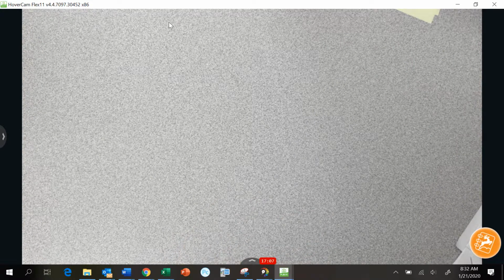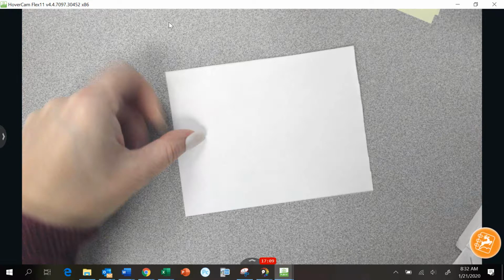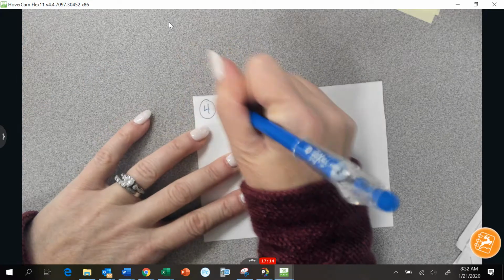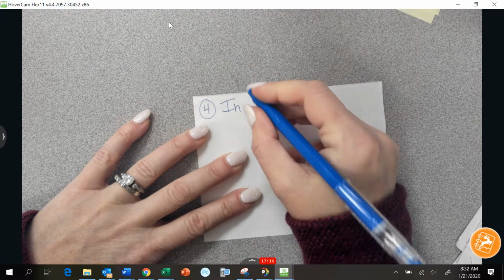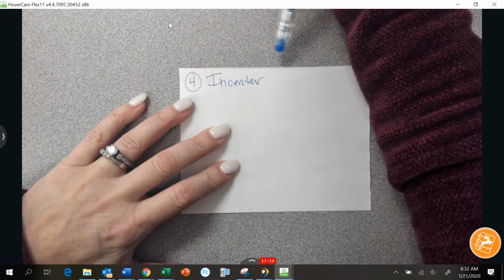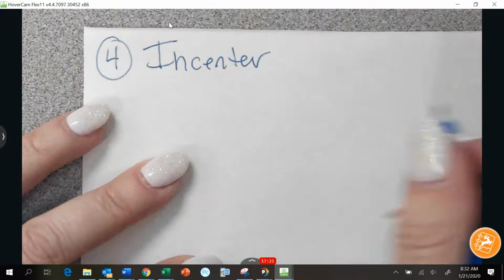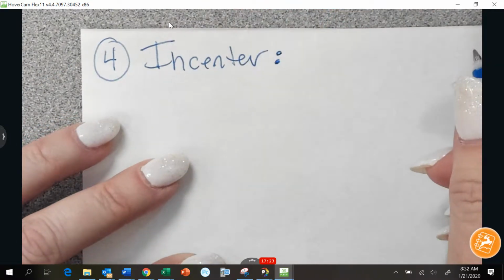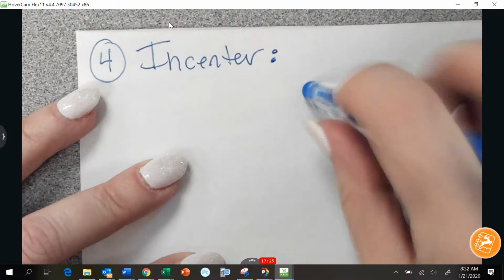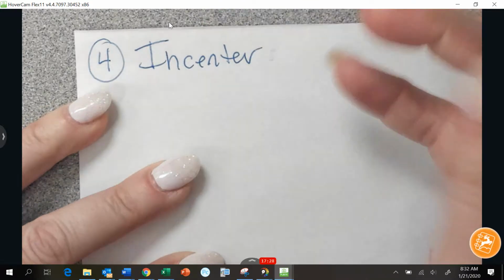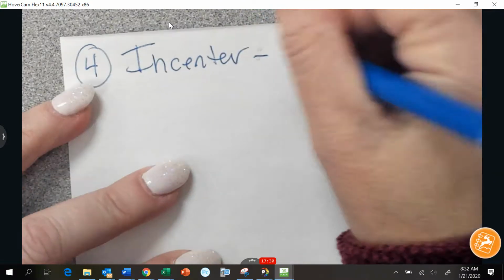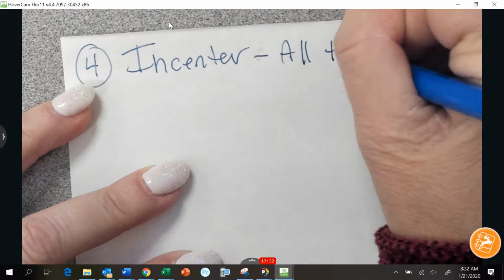And then there's the one oddball that has nothing in common with the others. What's the other one? Anybody remember its name? I made it extra credit on the quiz. In-center. Alex, what does the in-center connect? All three.